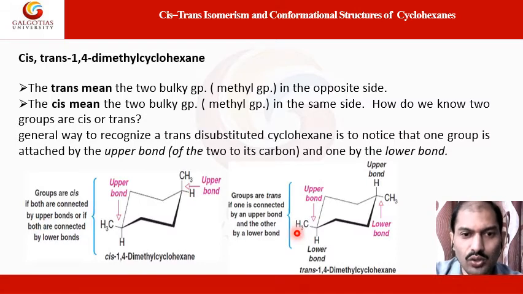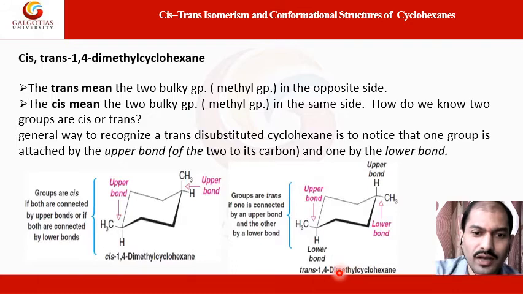Or you can say in terms of lower or upper, in that case both will be lower. So in case of trans, one will be at the upper bond, or with respect to this carbon, this is an equatorial position and this will be the equatorial position. So this is the lower bond, this is the upper bond. If the atoms or groups are attached to an upper bond and a lower bond, then that will be called the trans form of that particular substituted cyclohexane.